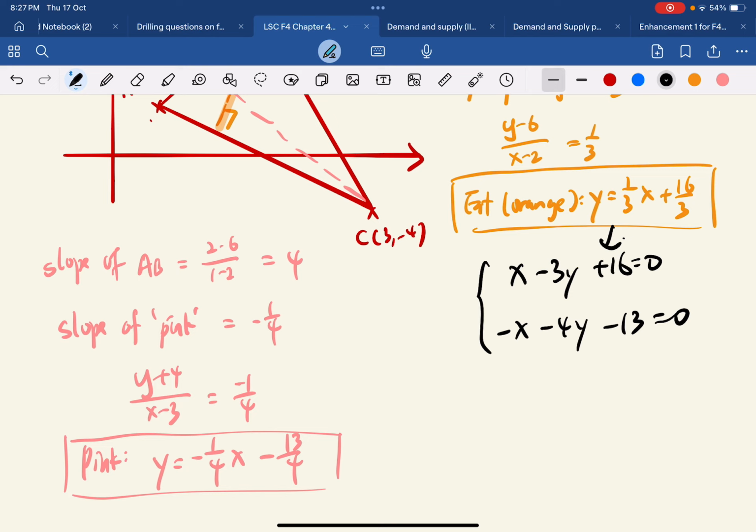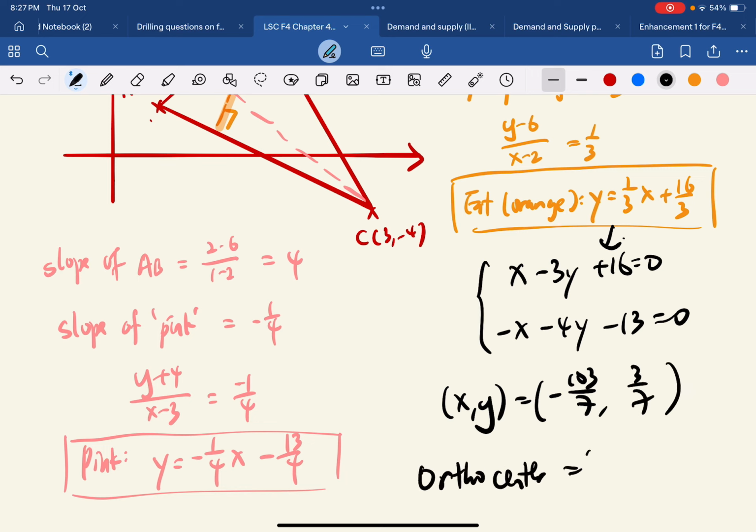Okay, so you press the program. You would have x equals -103 over 7. y is 3 over 7, which means the coordinate of the orthocenter would be this one. So that's a numerical example to teach you how to find the orthocenter.